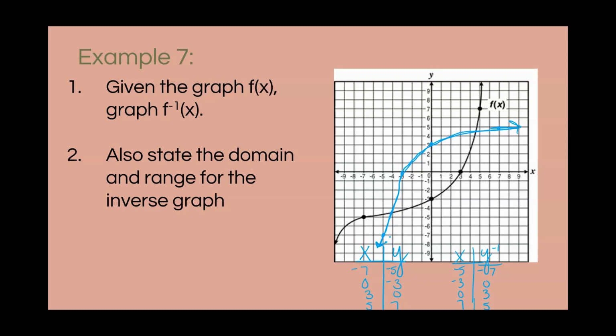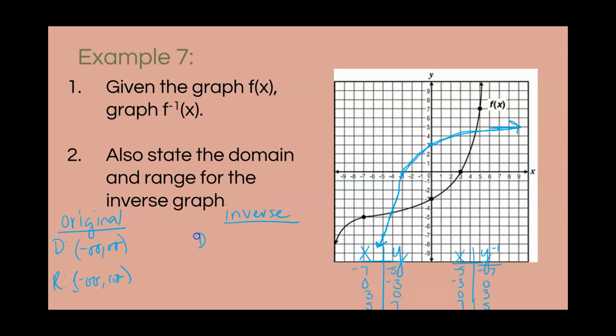Alright. Now, also state the domain and range for the inverse graph. So to find that, I want to show you how the inverse and the original domain and range look. Okay? So the original graph is the black graph. The domain of the original graph, if you look, it's going to keep going left, it's going to keep going right. So that's negative infinity to positive infinity. The range is how low does it go? Well, it's going to keep going down, and it's going to keep going up.